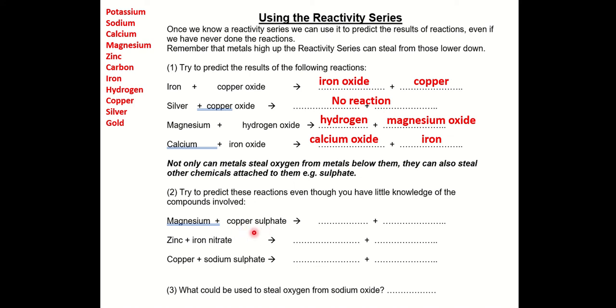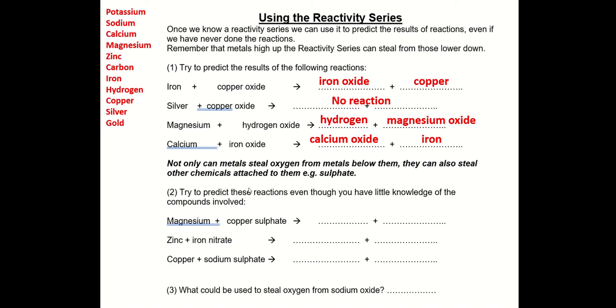So copper sulfate, for example, is that blue solid that we've made crystals and solutions out of at different stages, and there's copper sulfate. Now, it's got copper joined to sulfate, and in the same way that metals can steal oxygen, they can also steal sulfate. So in a moment we'll work out what the product of that reaction is. And then there's one zinc and iron nitrate. So again, this is iron attached to nitrate, and metals can steal away nitrate in the same way that they steal away oxygen.